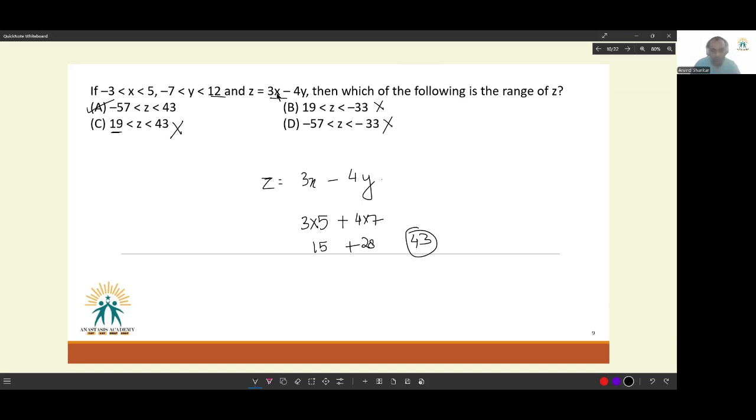You can look at it. 3x, I want it to be very small. So I will take x equal to minus 3. So 3 into minus 3 minus 4 into 12, which gets me to minus 9 minus 48, or gets me to minus 57. Z can go from minus 57 to 43. It cannot achieve these two values. They are just beyond the acceptable range. But these are the limits that are identified. Answer to the question will be option A.